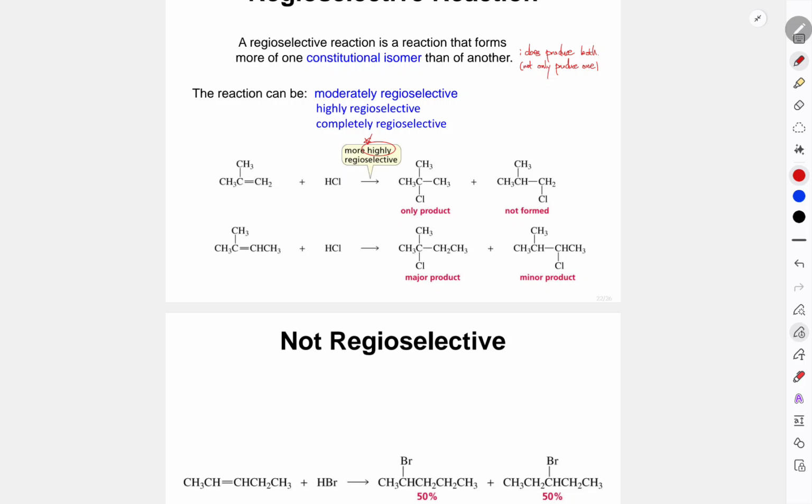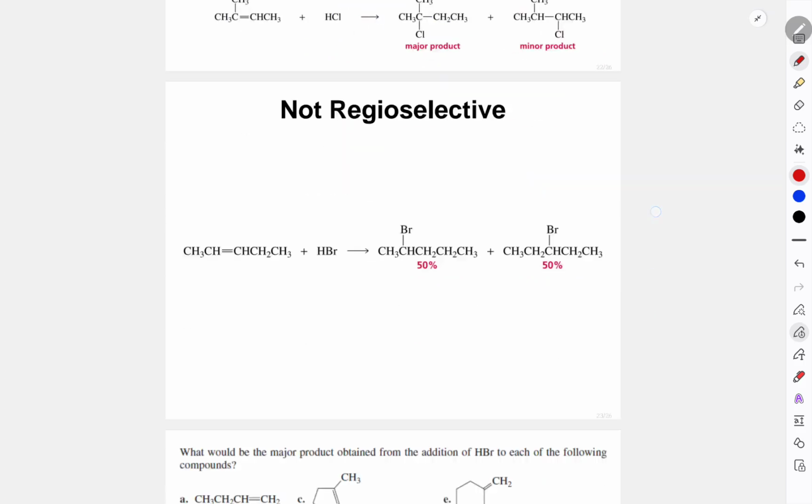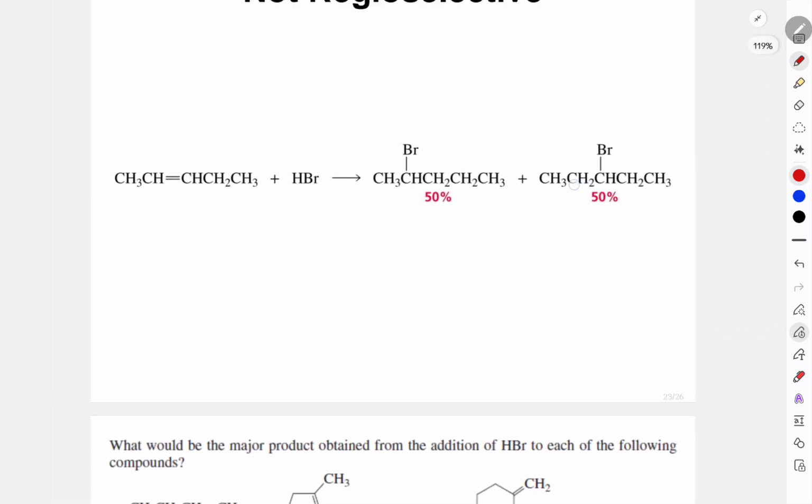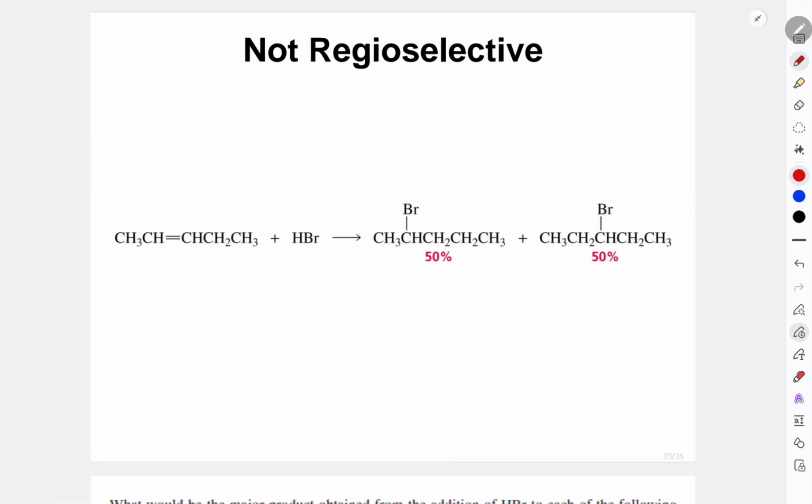What about this case? You have an almost symmetrical olefin. You have methyl and ethyl. And then the first proton addition will give you both secondary carbocations. The methyl versus ethyl effect is quite minute. That's why you're getting almost a 1-to-1 ratio. In this case, you can say the given reaction is not regioselective.